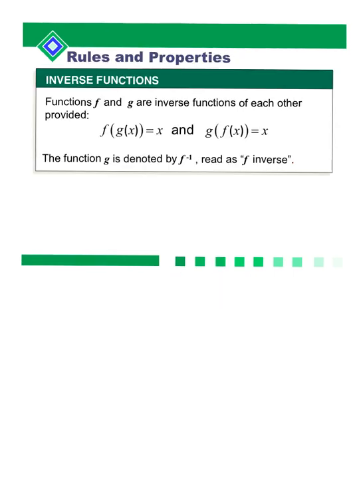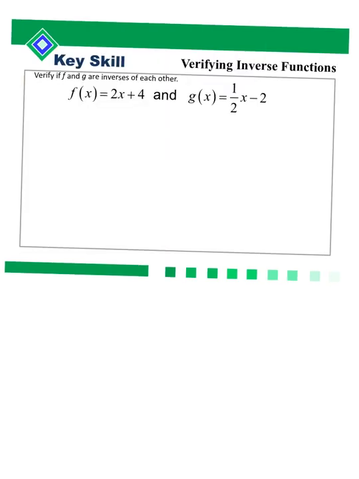And now here we can use composition to verify the inverses. So here, remember, if two functions are inverses of each other, f of g of x is the same as g of f of x. Let's look at an example here. So I need to find f of g of x. And what does that mean? I'm going to take the f function, and where there is x, I'll plug in g of x.